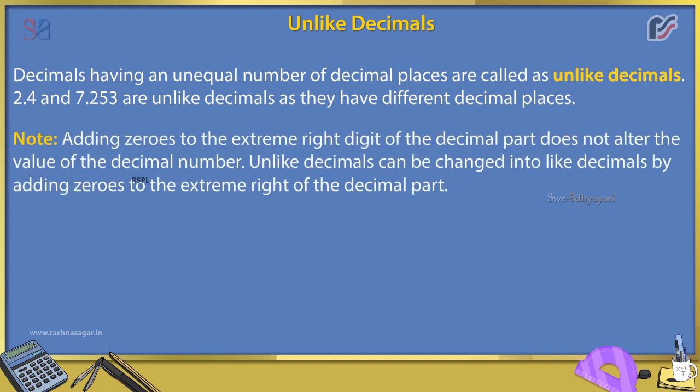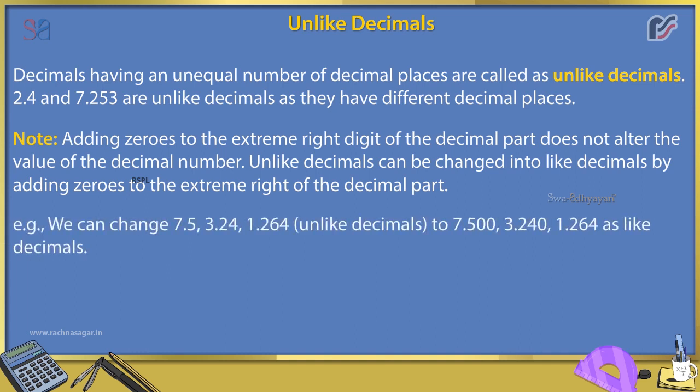Note: adding zeros to the extreme right digit of the decimal part does not alter the value of the decimal number. Unlike decimals can be changed into like decimals by adding zeros to the extreme right of the decimal part. Example: we can change the unlike decimals 7.5, 3.24, 1.264 to 7.500, 3.240, 1.264 as like decimals.